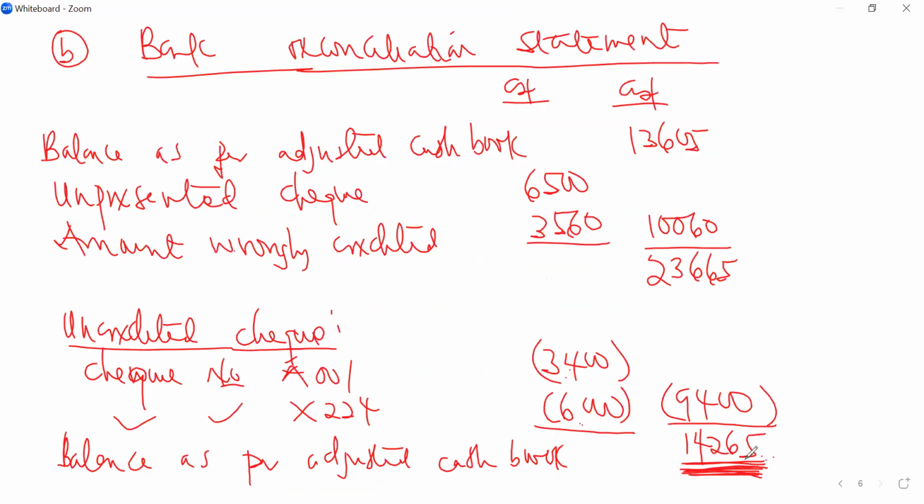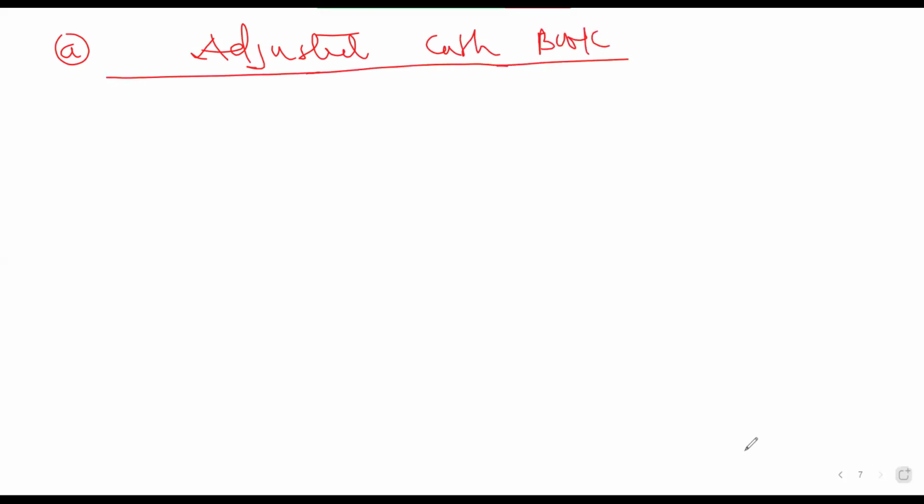Since they will be asking you to do a bank reconciliation, you always have to prepare the adjusted cash book. So let's come to the adjusted cash book, before you even read the requirement first. So adjusted cash book. Okay. So we'll be having debit and credit.